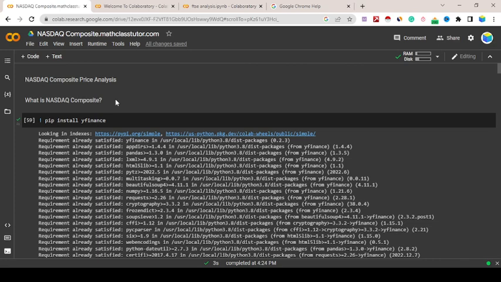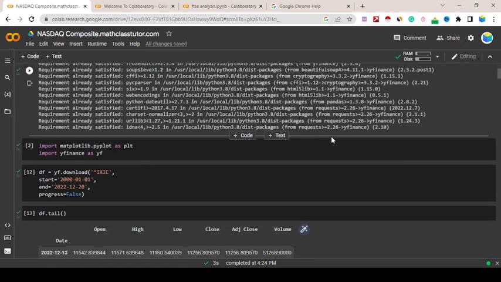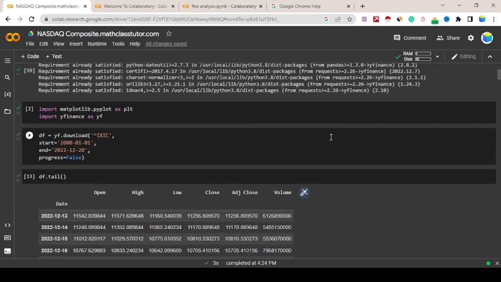So now, with the exclamation mark, pip install yfinance, and after that we need some libraries. So I am going to import two more libraries. One is matplotlib.pyplot as plt, and import yfinance as yf. And now I am going to import the NASDAQ stock price. IXIC is the stock symbol for the NASDAQ.